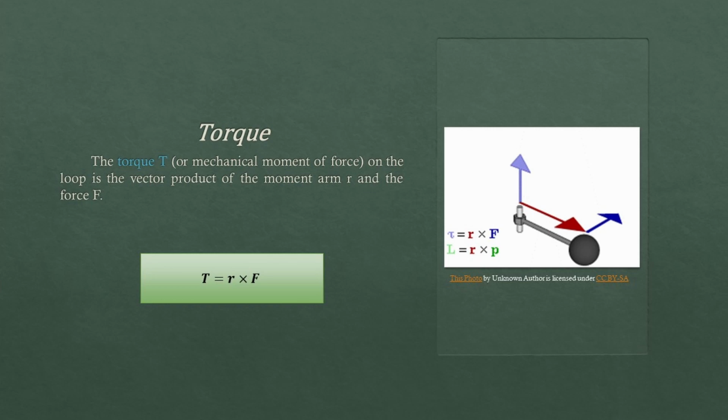So moving to the next slide, which is about torque. The torque, or the mechanical moment of force on the loop, we can define it as the product of the moment R multiplied by the F, which is force. And as you can see in the graph, we have the F vector here and the R, which is the moment R.